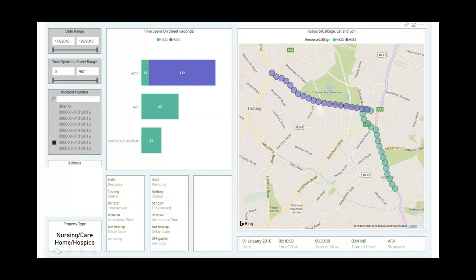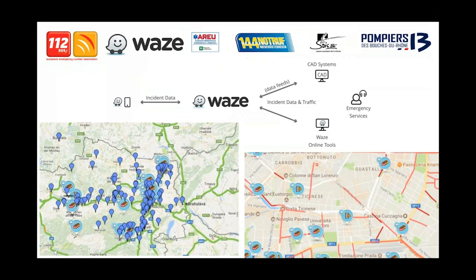At this point, it's probably worth mentioning a really interesting project that happened recently. The EENA, which is the European Emergency Number Association, did a project in partnership with Waze, which is a sort of community, let's say, crowd-sourced platform that integrates live data onto a map and displays traffic data.